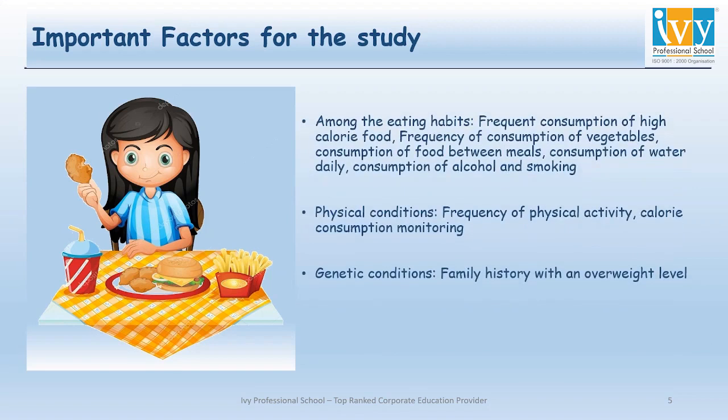Now, coming to the important factors for my study. Among the eating habits, I have listed the frequent consumption of high calorie food, frequency of consumption of vegetables, consumption of food between meals, consumption of water daily, consumption of alcohol, and smoking. Among the physical conditions, I included frequency of physical activity and calorie consumption monitoring. And I have taken into account the only attribute relating to the genetic condition, that is the family history with overweight.